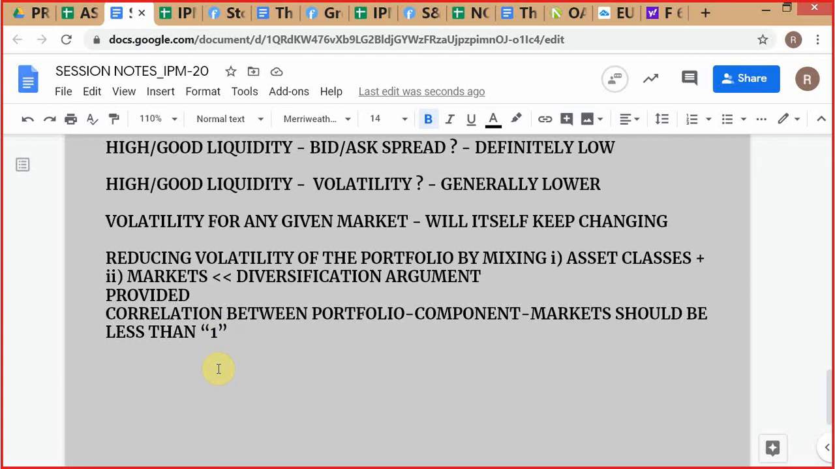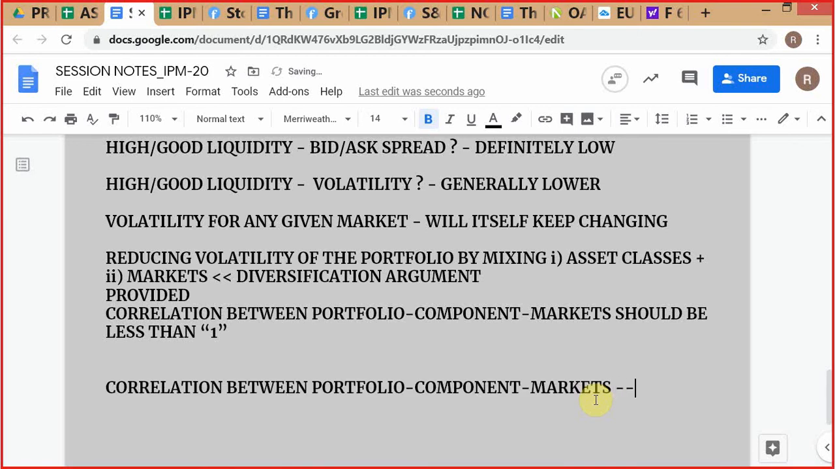Sir, is there a good ratio for this also? Because when I calculated, it came out to be between 0.15 to 0.2 or 0.3. Sir, correlation between different components. No, again, the correlation between portfolio component markets also varies depending on your look back period.